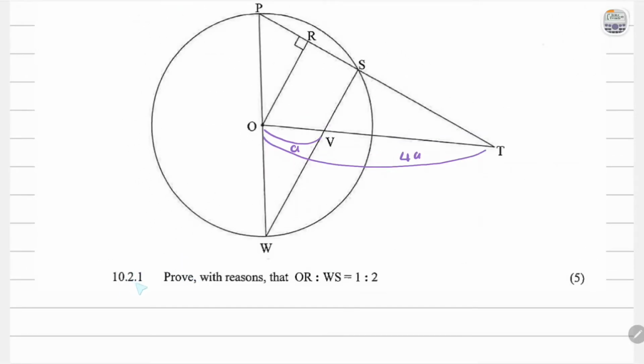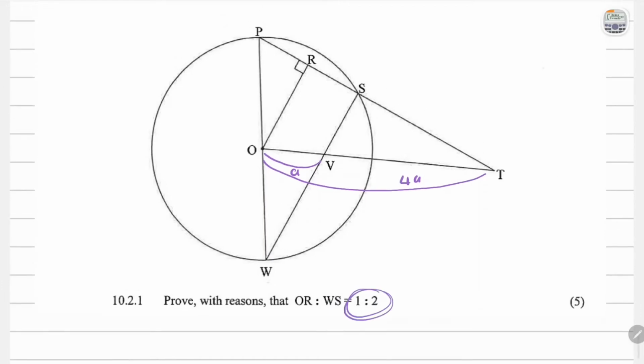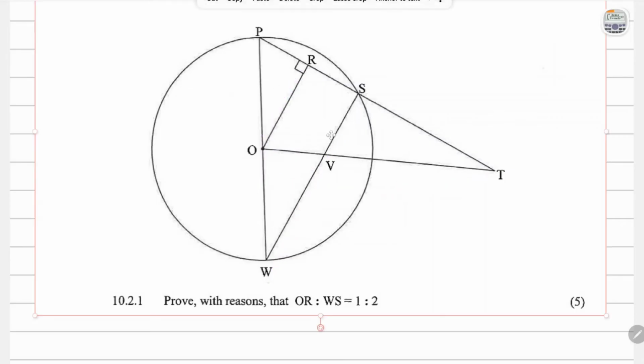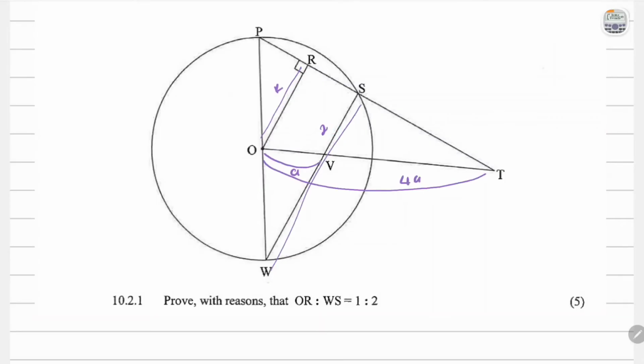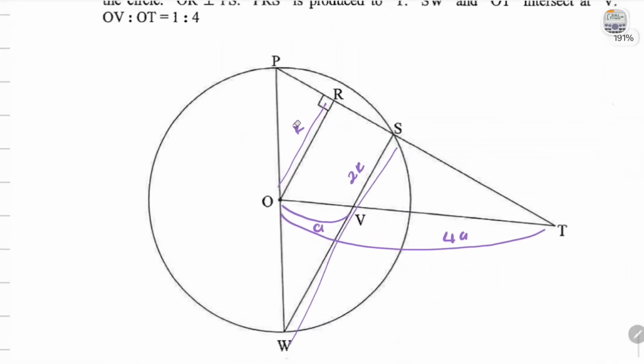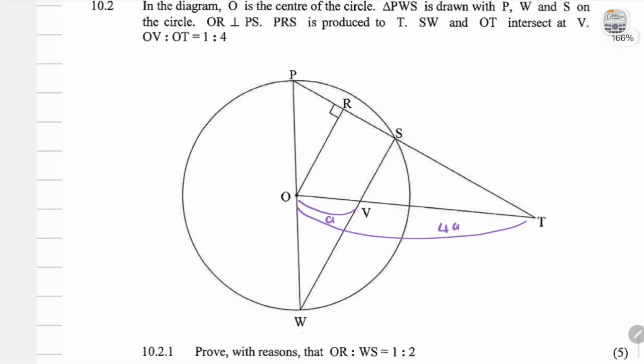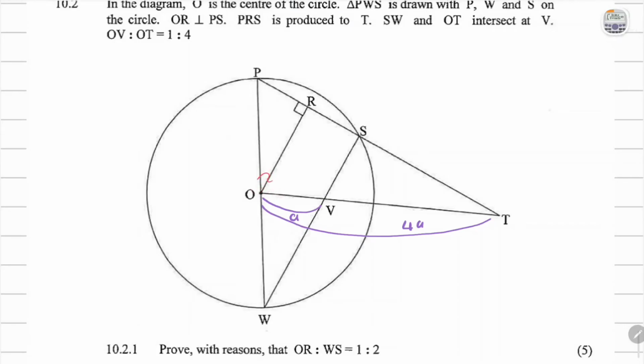The first question, 10.2.1, is to prove with reasons that OR is to WS is equal to 1 is to 2. So this is a half, okay? Meaning OR over WS equals 1 over 2. OR is here, this, over WS. Interesting. Okay, so the minute they say that, they're saying this one will get one part. So let's say K, and that would get two parts. So let's just see how that is possible here. Okay, so at this point, we can actually see this because this is the center of the circle, this is a radius, and this is also a radius.